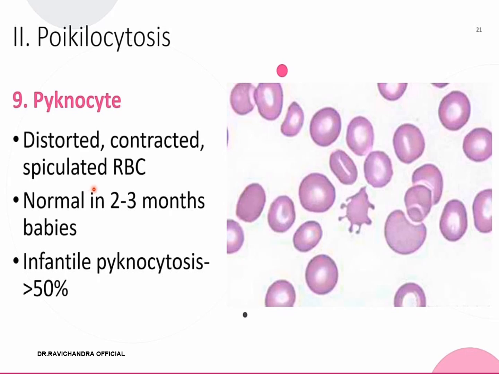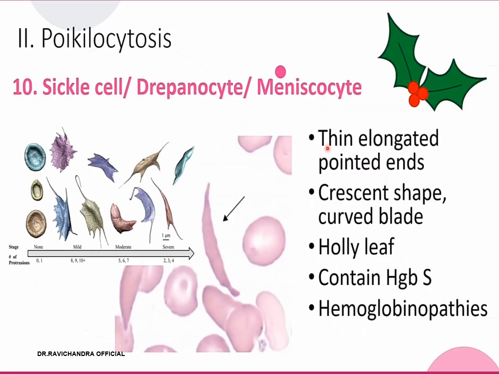Pycnocyte, these are distorted, contracted, spiculated red blood cells, most commonly seen in 2 to 3 months old babies, and it is called infantile pycnocytosis when these pycnocytes are more than 50% in number. Sickle cell, also called drepanocyte or meniscocyte, has thin elongated pointed ends and is crescent in shape, curved blade, holly leaf-like appearance, and contains hemoglobin S. These sickle cells are seen in sickle cell anemias, hemoglobinopathies.